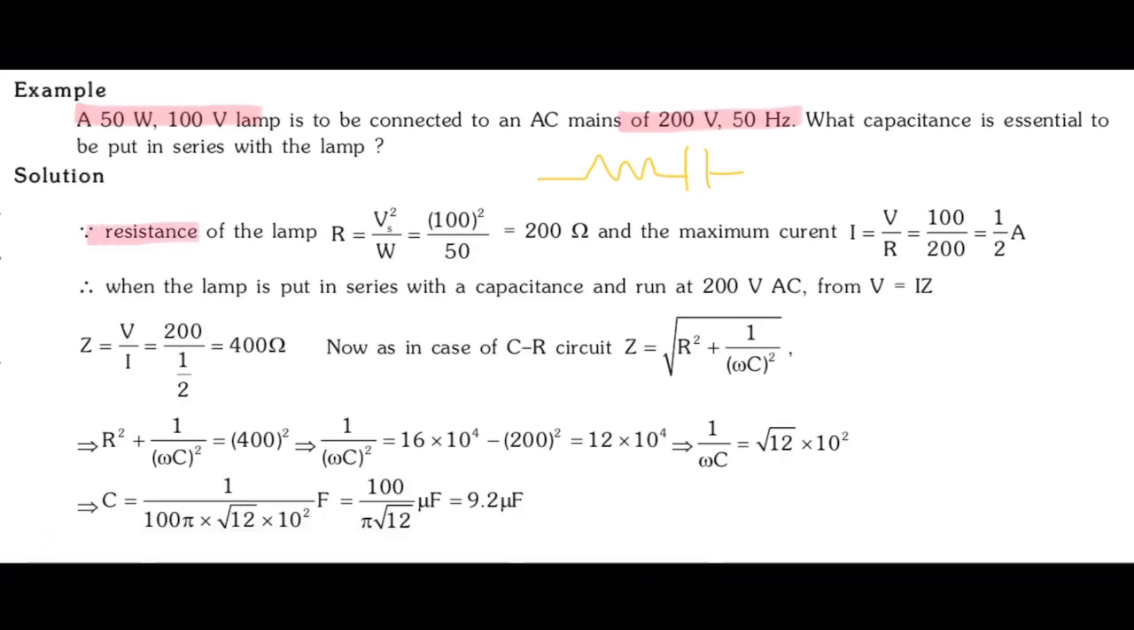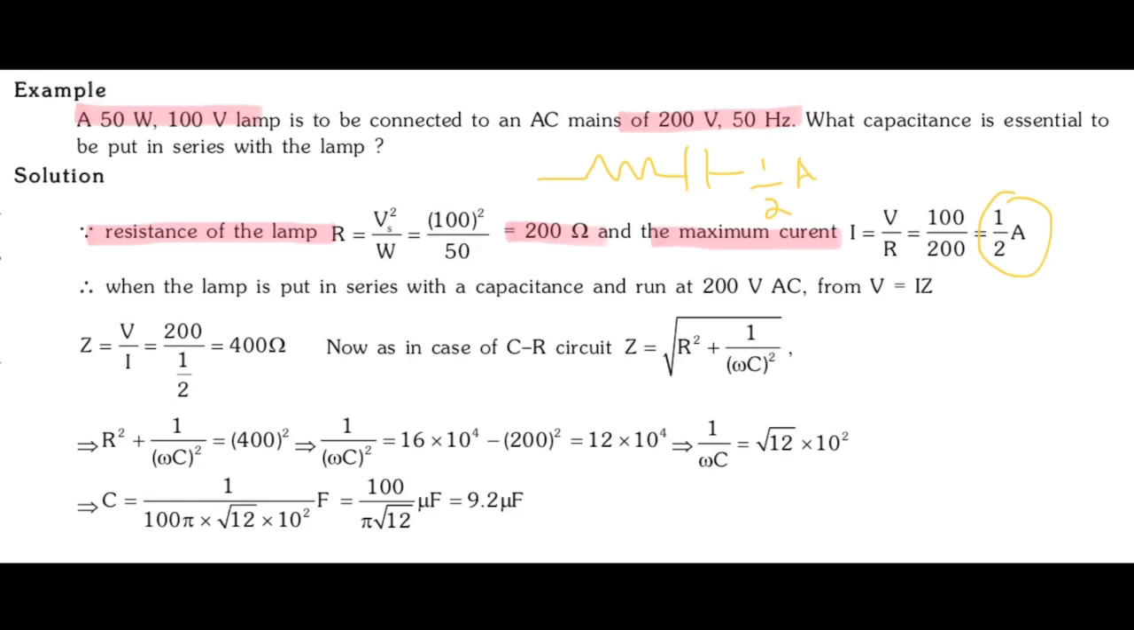So the first thing is to calculate the resistance of the lamp, which we have studied in 10th standard. Power equal to V square by R, so R equal to V square by P. We get 200 ohm. The second step is to use Ohm's law to calculate the maximum current. Why? Because the current should not change once you add a capacitor in series with the resistor. The maximum current value should remain the same. And how much is that? It should be 1 by 2 ampere. How did we get that? I equal to V by R. We get half ampere. That should be the current in this series circuit, which should not change.